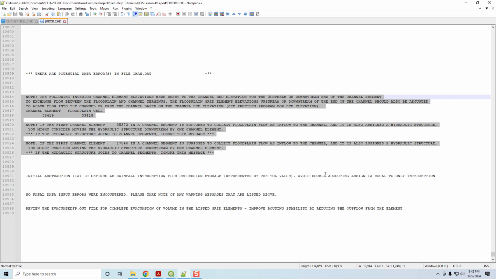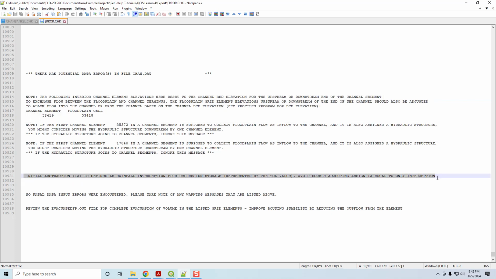Initial abstraction. Okay, this is just a note about your infiltration. So if you have initial abstraction and you have a global tall, the global tall is 0.0042, and the infiltration data initial abstraction has already accounted for that by removing it from that data. No fatal data error inputs were accounted, and review the evacuated fplane.out file to check for instability issues. Okay, so let's grab the evacuated fp.out.